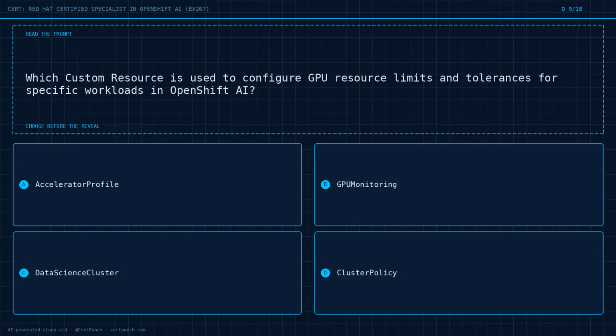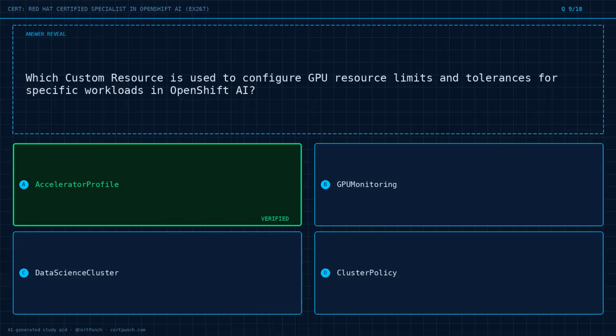Halfway point. Check your score, reset your focus, and treat the next question as a fresh start. Question 9 of 18. Which custom resource is used to configure GPU resource limits and tolerances for specific workloads in OpenShift AI? Option A. Accelerator Profile. Option B. GPU Monitoring. Option C. Data Science Cluster. Option D. Cluster Policy. Choose the best answer before the reveal.